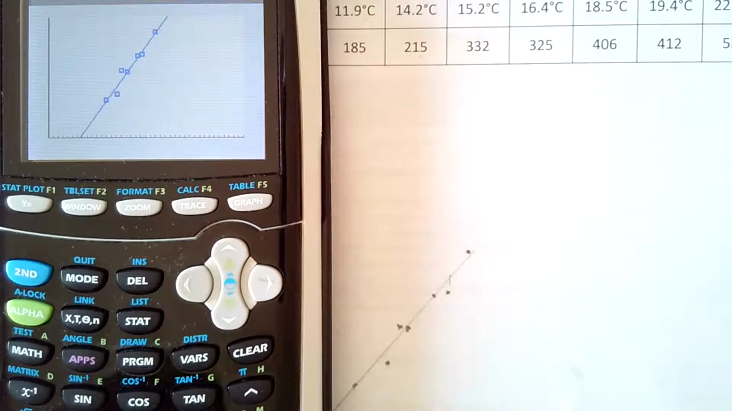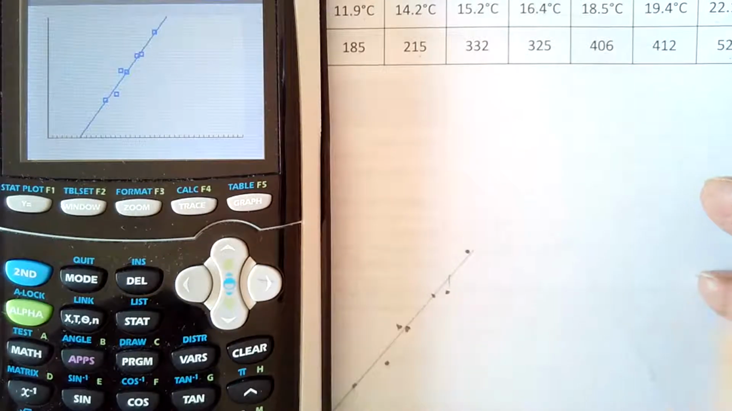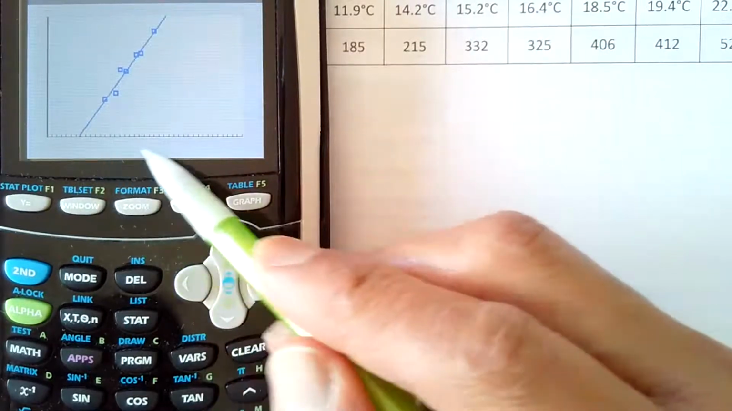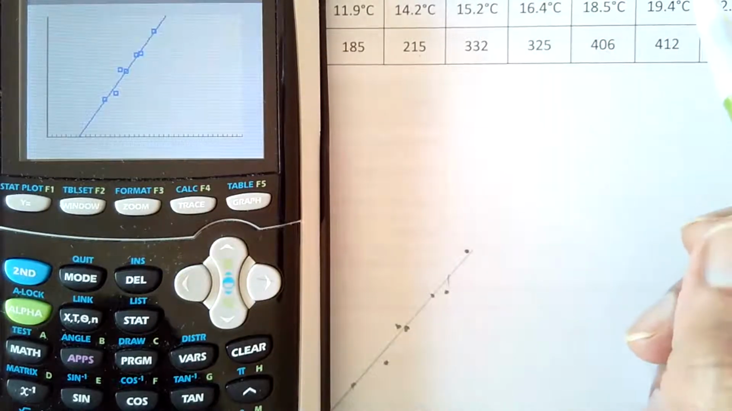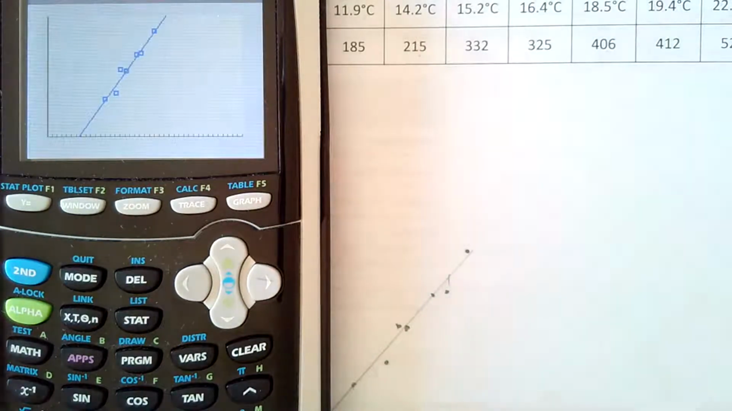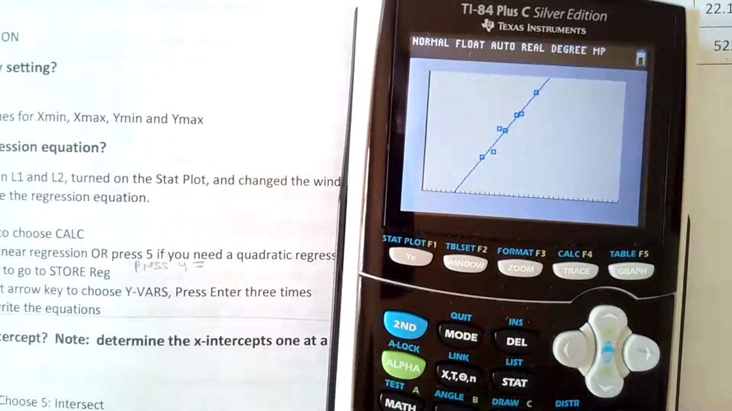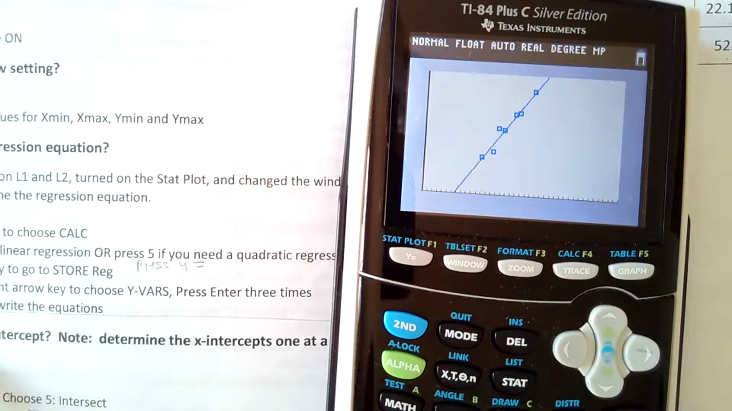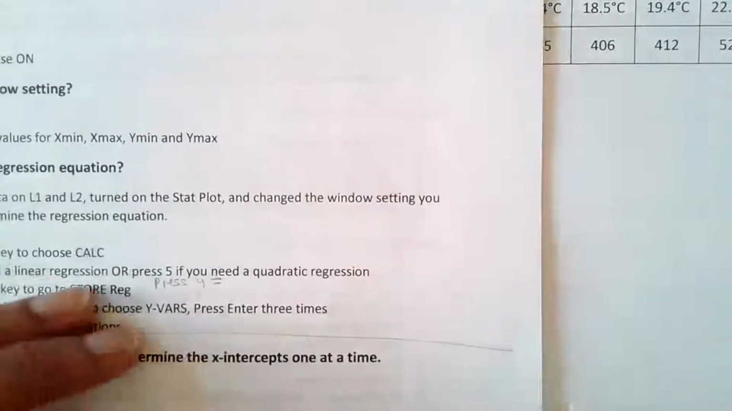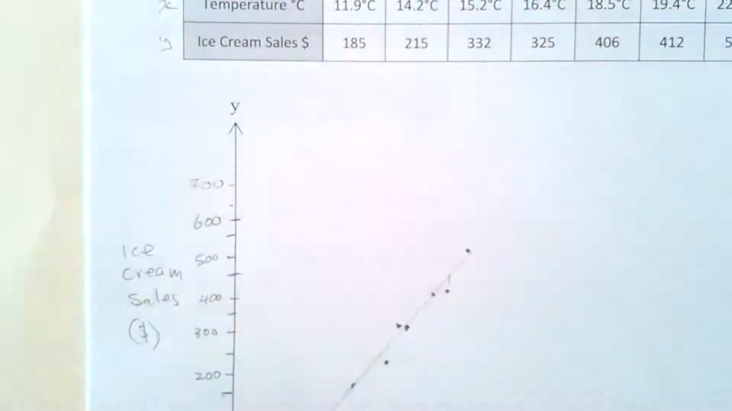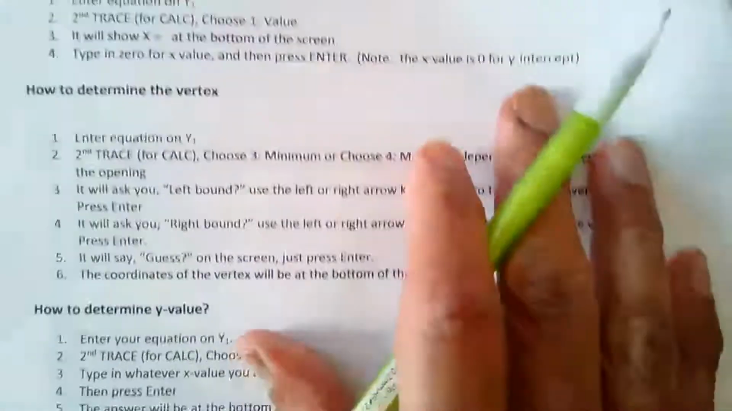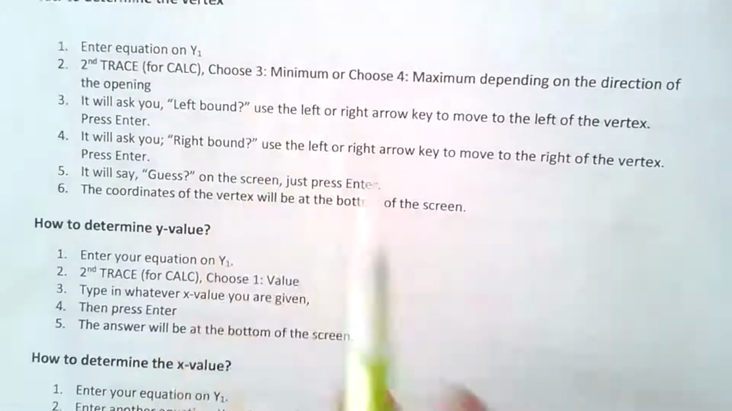Now, to find exactly in the graphing calculator what the sales are where the temperature is 20 degrees, this is your temperature here. Now, this is where you're going to use your instruction here to determine the x-intercepts, and also the y-intercept and the vertex.